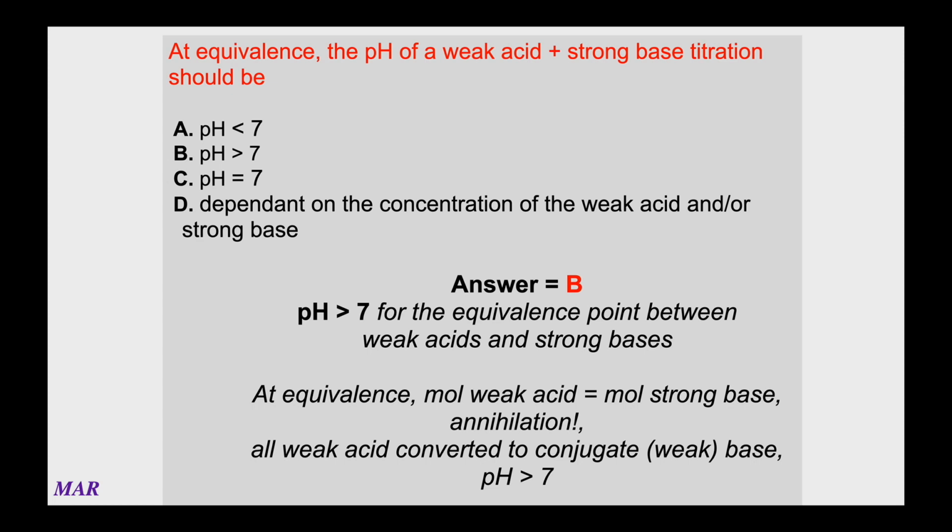So if you aren't sure if you have a strong acid plus strong base or a weak acid plus strong base titration, look at the equivalence point. The equivalence point for strong acid plus strong base will have a pH very close to 7. On the other hand, for weak acid plus strong base titrations, equivalence points will be much greater than 7. They'll actually be basic because of that conjugate weak base that's the active ingredient at that time.